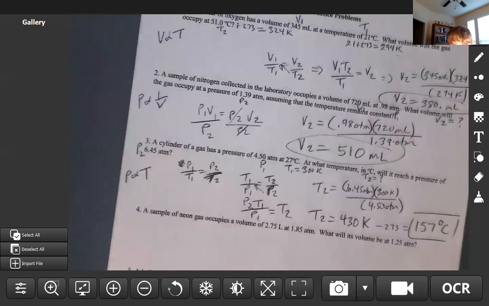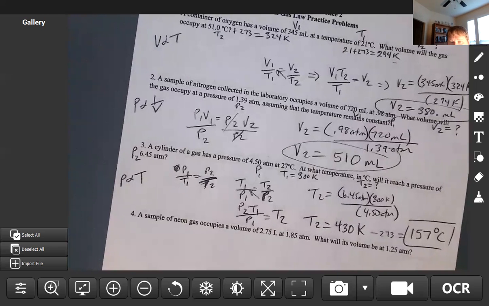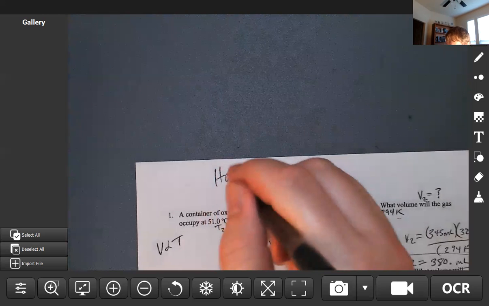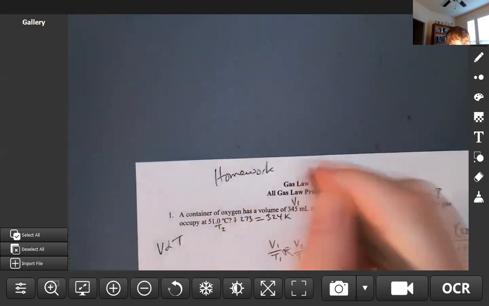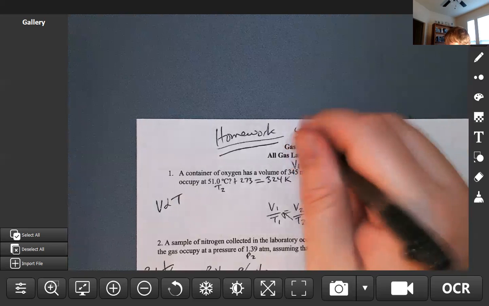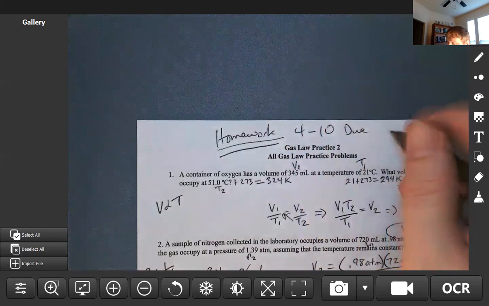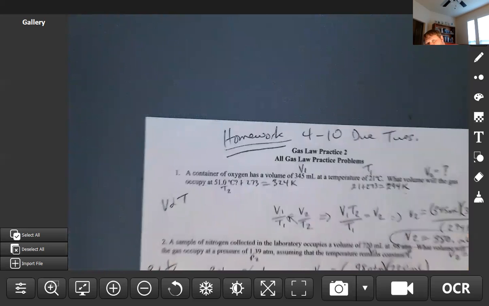Okay, so the rest of the problems in this little worksheet are the same. You just need to practice reading and figuring out which gas law to apply. So this is going to be the weekend's homework if you haven't finished or are still working on the other big one that's due today. So we'll say 4 through 10 is due Tuesday, and we'll check our answers on Tuesday.